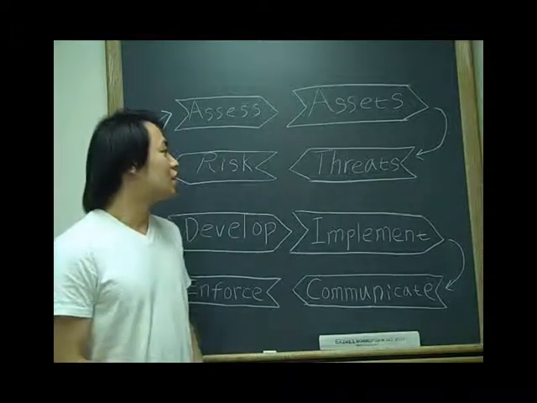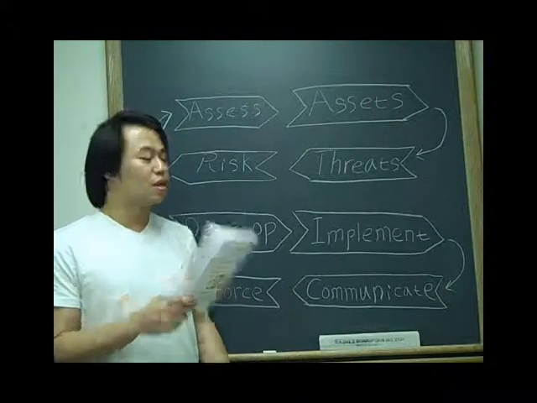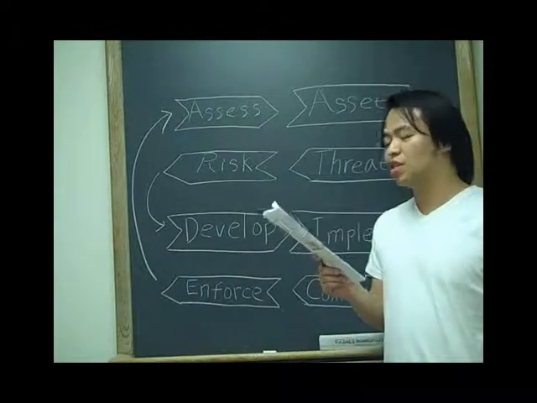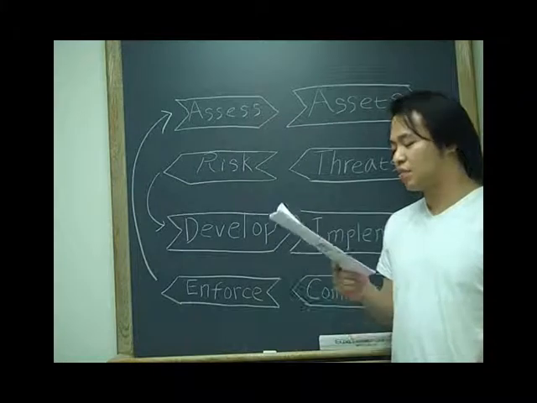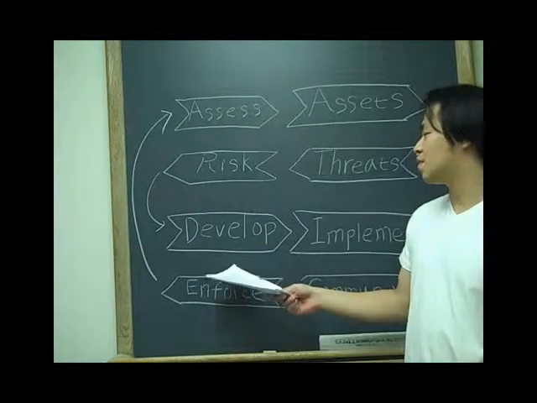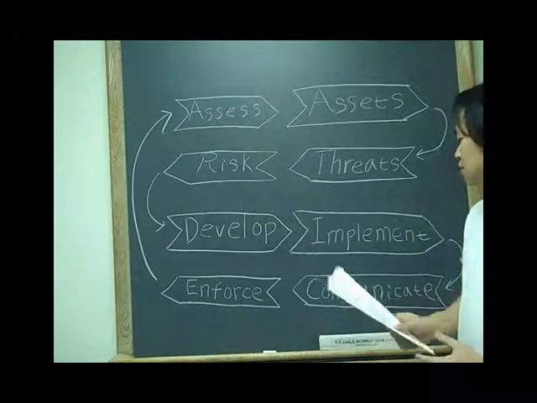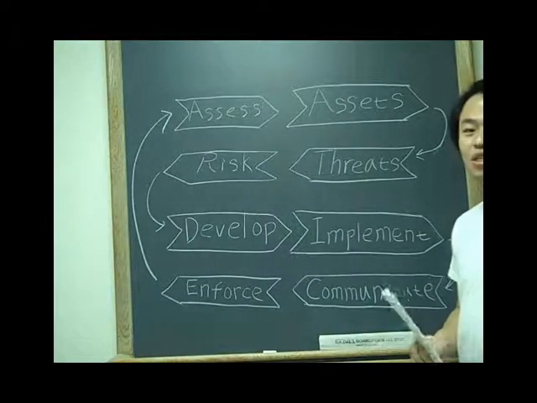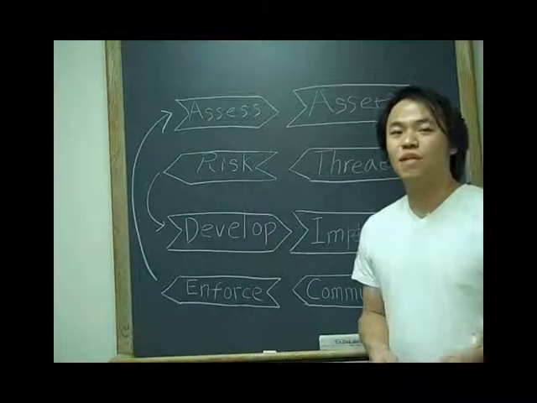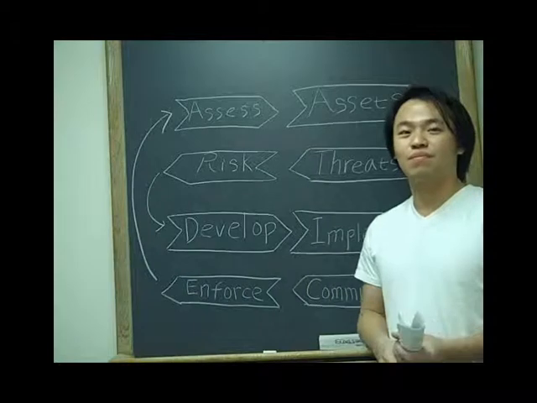After the asset identification, the next step is to determine the threats to the assets. The fourth step is to determine the risk. The risk assessment is to determine the damage from an attack. After the risk assessment, the next two steps are to develop a security policy and implement it. Then, the next step is to communicate the security policy. The final step is to enforce the security policy, and to change it if needed to meet additional requirements.